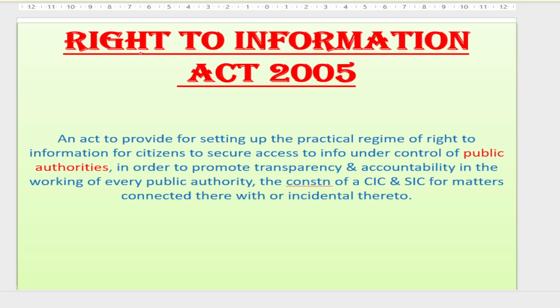Hello friends, today we are going to study about the Right to Information Act 2005, which is very important for the general public, for the government employees as well as for the students. It is specifically listed in the RAS Mains syllabus.